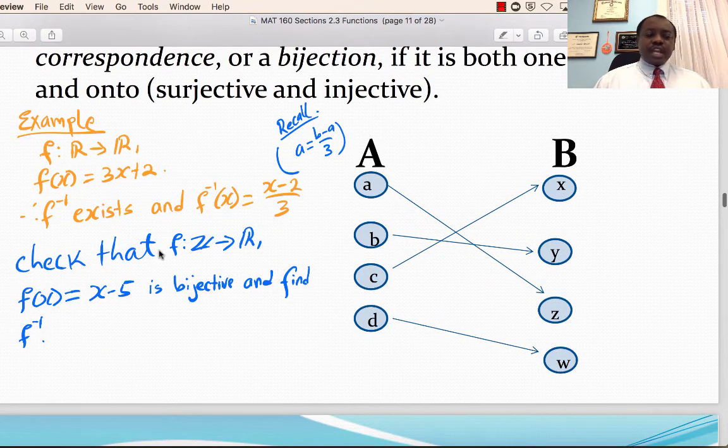Okay, so check out the function f from Z to R, defined by f of x equals x minus 5. Is this a bijection? Again, recall that the domain is the set of integers. But if the coefficient of x is 1 instead of 3, as we have it here, would that make it a bijection? Go ahead and play with that, and let's see what you get.